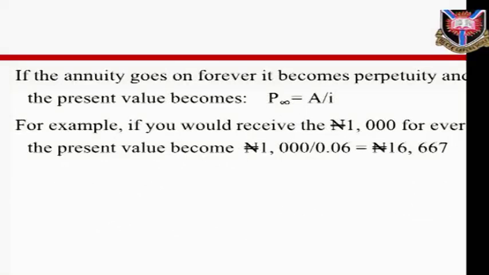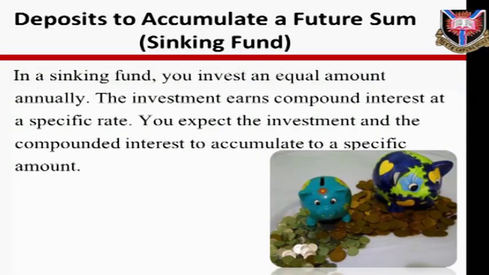If the annuity goes on forever, it becomes a perpetuity, and the present value becomes P infinity equals A divided by R. For example, if she will receive 1,000 forever, the present value becomes 1,000 over 0.06, which equals 16,667 naira.